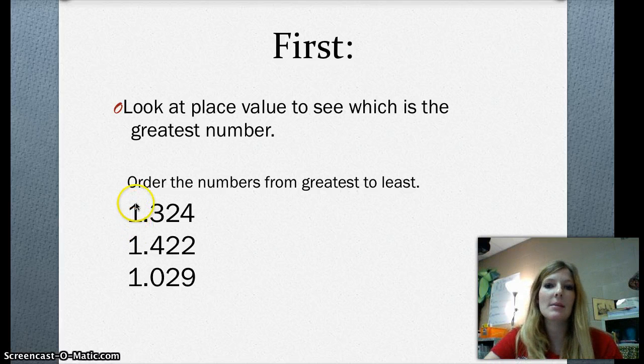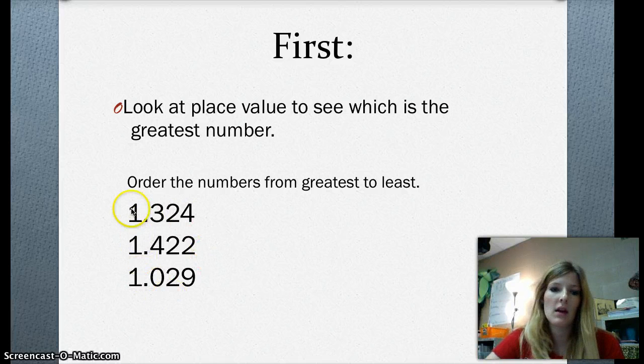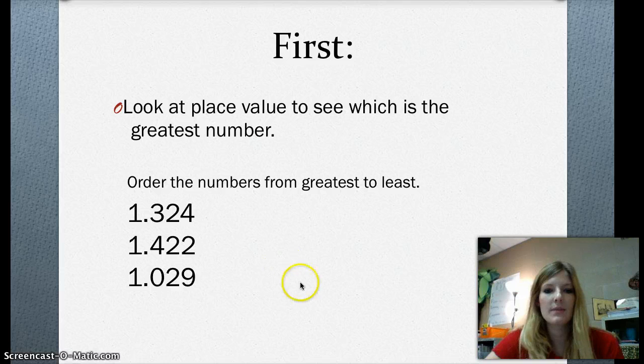That's the biggest place value number because remember, decimals are all parts of a number. They're less than one whole number. So here we have ones. That's our greatest number. We're going to start there and see 1, 1, 1 and compare those.